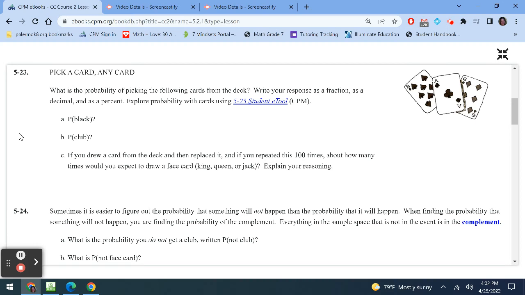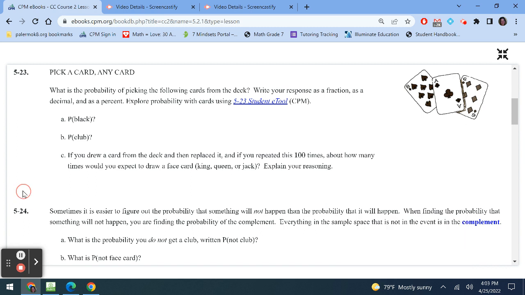So 5-23, pick a card, any card. What's the probability of picking the following cards from the deck? Write your response as a fraction, a decimal, and a percent. Don't use the e-tool. The e-tool does not help.